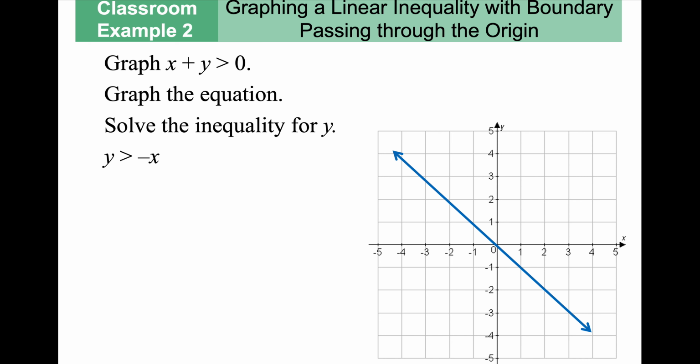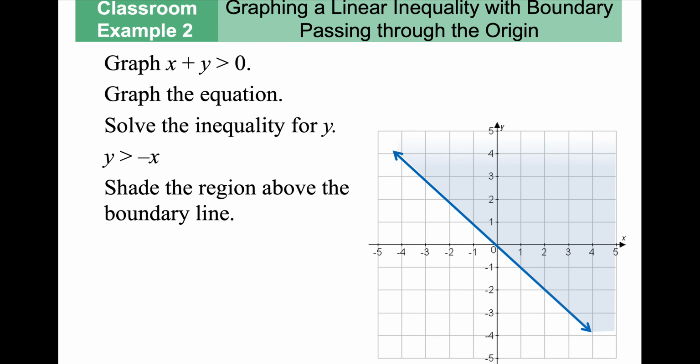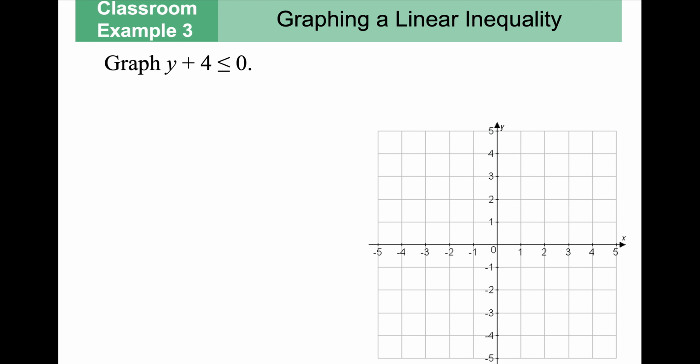Or we could solve the inequality for y and shade the region above because it's y is greater than, or we could pick a test point like (1, 1), and when I plug in, 1 plus 1, I do get greater than 0. So this is a way that it's presented differently in the book, but I really just encourage you to use the test point because that's going to work every single time, whereas trying to remember all these different caveats is going to be difficult.